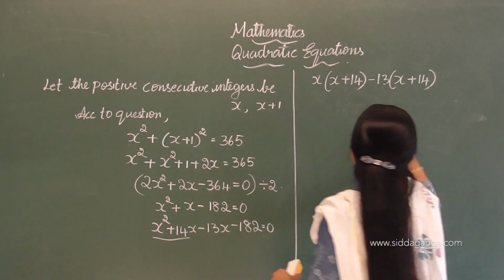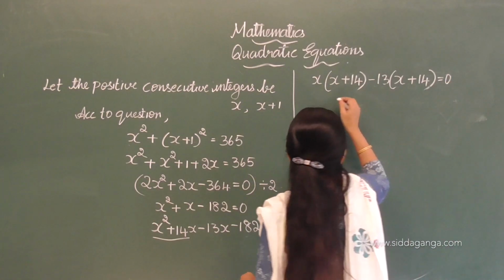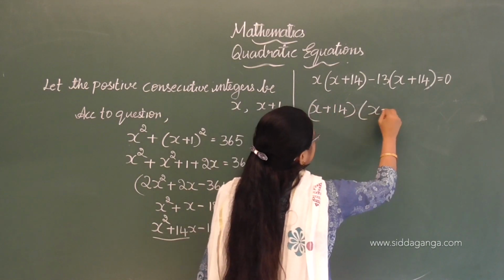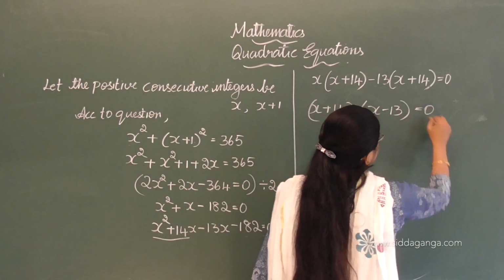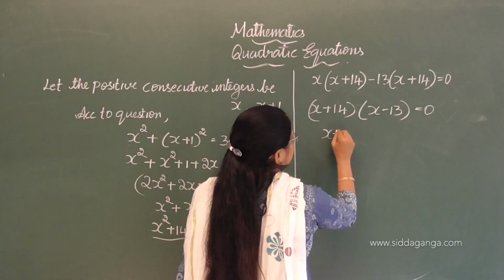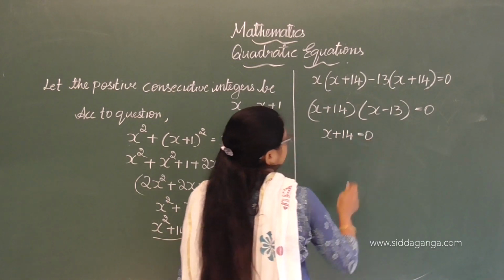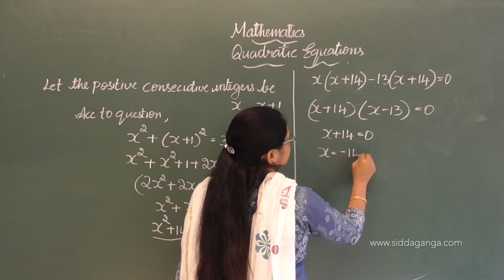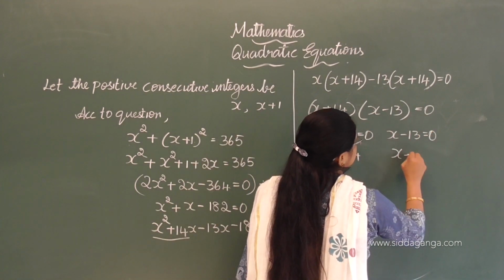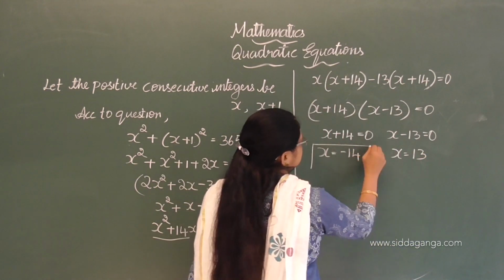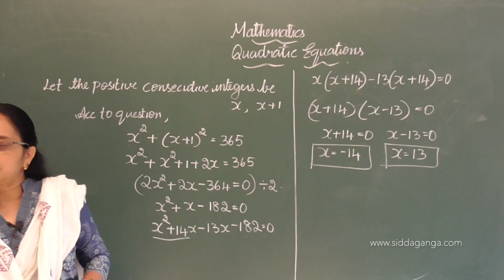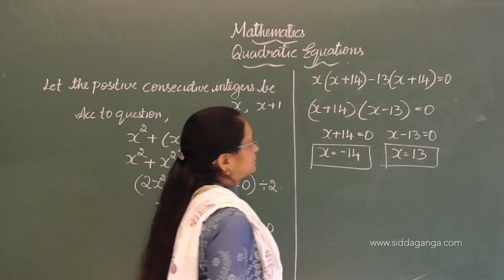You have to check back and see whether it is correct, then only you have to proceed. Okay. Now, here this is equal to 0. Now, what is common? X plus 14 is common, and x minus 13 is equal to 0. Okay. Now, x plus 14 is equal to 0. So, x is equal to minus 14, and in this case x minus 13 is equal to 0, x is equal to 13.